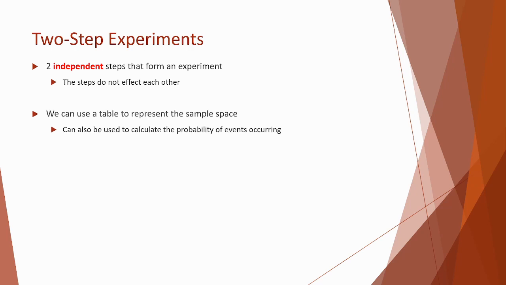Two-step experiments are when there are two independent probability experiments happening that form the total experiment. So each of the steps do not directly affect each other. We can use a table to represent the sample space, and we can then use that table to calculate the probability of those events happening.